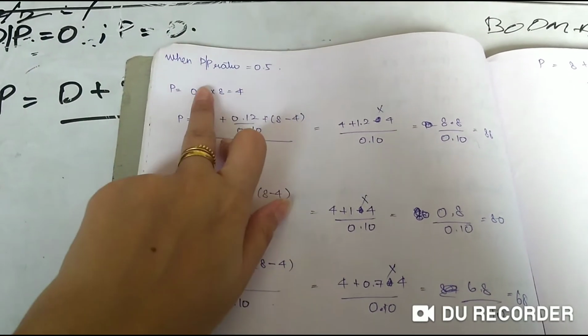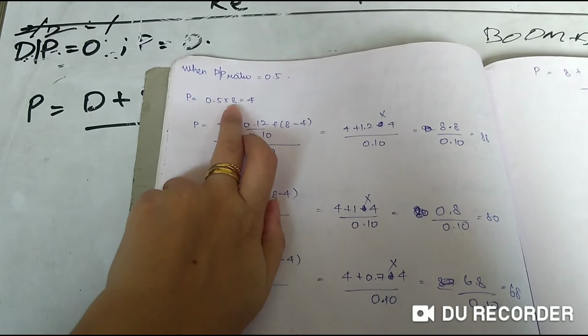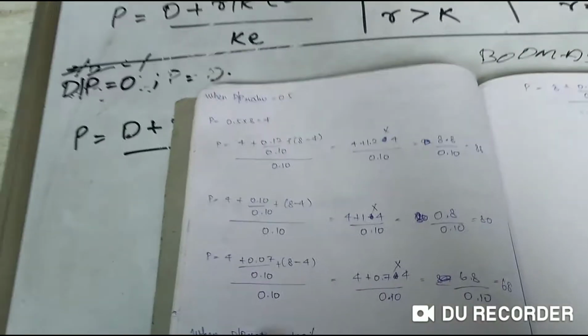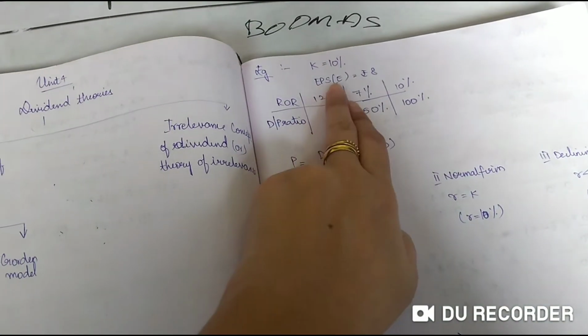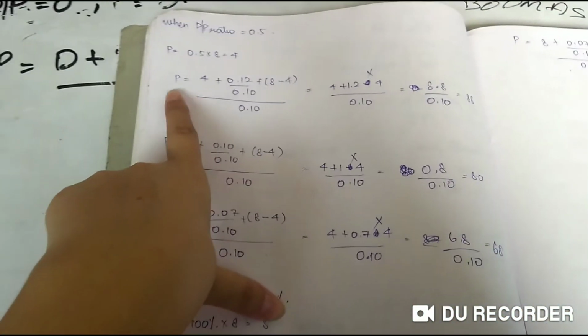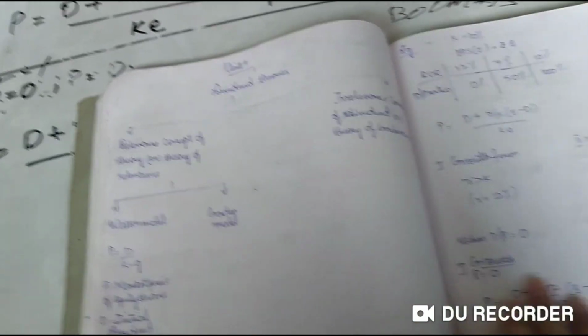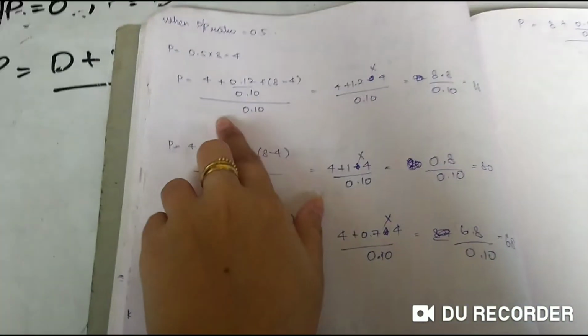So as I have told you, DP is nothing but dividend payout ratio per share. So D is equal to 0.5 into 8. Why 8? Because 8 is earnings per share. So 50% of 8 is 4 rupees. So here the dividend we are giving out is 4 rupees, that is 50%.